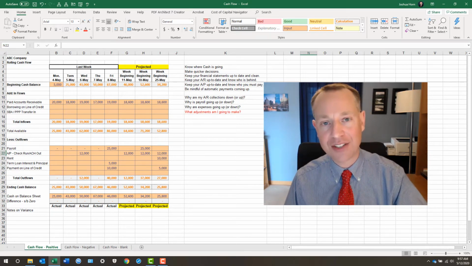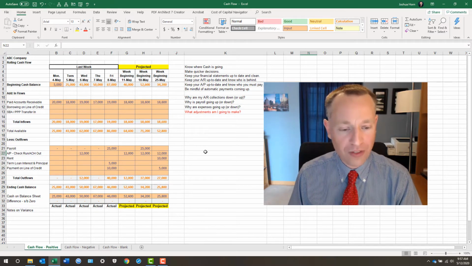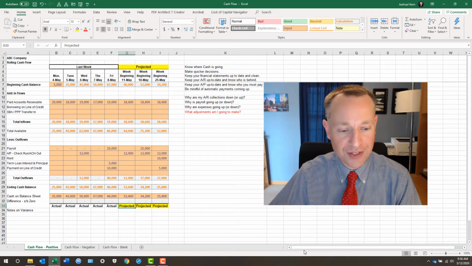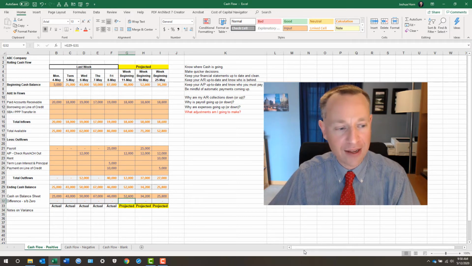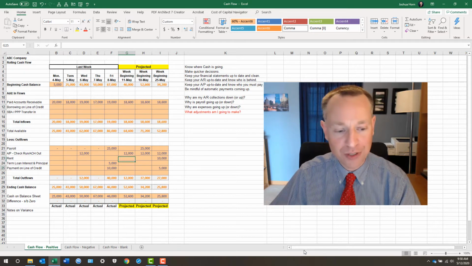I've got the projected out as a weekly projection. You may want to use daily until you really get the hang of it. That's your call. For the projected down at the bottom, I've got this row for notes on variance. What I would encourage you to do is when you see that something did not go as planned, put a note down here and remind yourself, hey, I had an expense that I didn't plan for, or I got income that I didn't plan for. So as you're going down the road, you're going to put in actual, replace the projected with actual, and then put some notes down at the bottom.